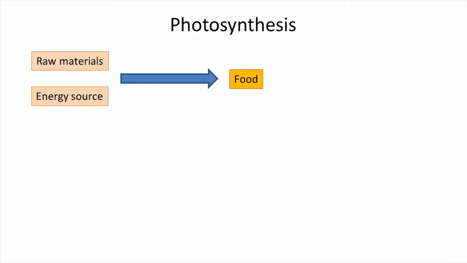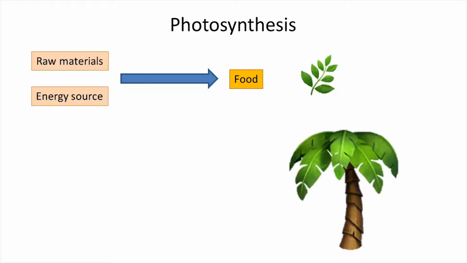Four things are essential to allow photosynthesis to take place: chlorophyll in plants, energy from light, and two raw materials, carbon dioxide and water. As you may know, photosynthesis happens in plants mostly. But why is that? Why isn't photosynthesis carried out in animals like humans?